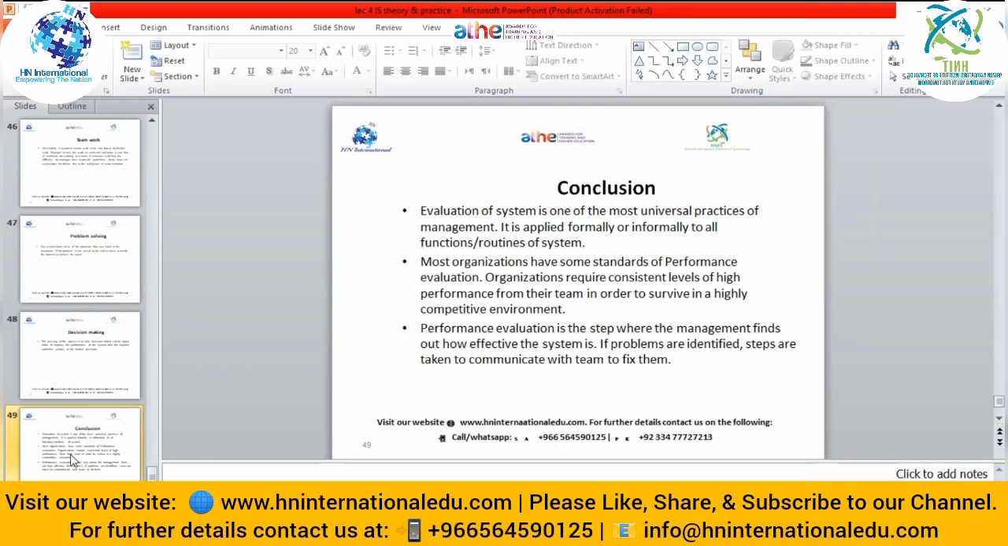Most organizations have some standards of performance evaluation. Organizations require consistent and constant levels of high performance from their team in order to survive in a highly competitive environment. If we are not setting our standards, we cannot compete in the market. Performance evaluation is the step where the management finds out how effective the system is. If problems are identified, steps are taken to communicate with the team members to fix them. As I told you, every system has different types of errors, so we have to take steps to sort out these errors.